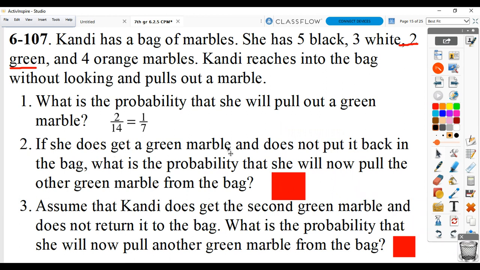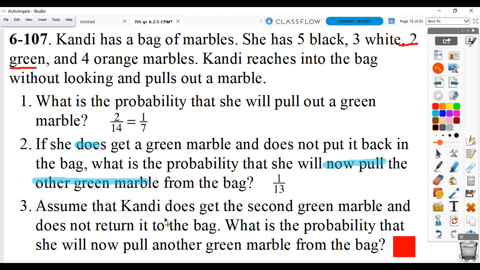Then, if she does get a green marble and doesn't put it back in the bag, what's the probability she'd now pull out a green marble? So there were 2 green marbles out of 14. Now there's 1 less than that, so there's only 1 left out of 13. So there's 1 marble out of 13 now that is green.